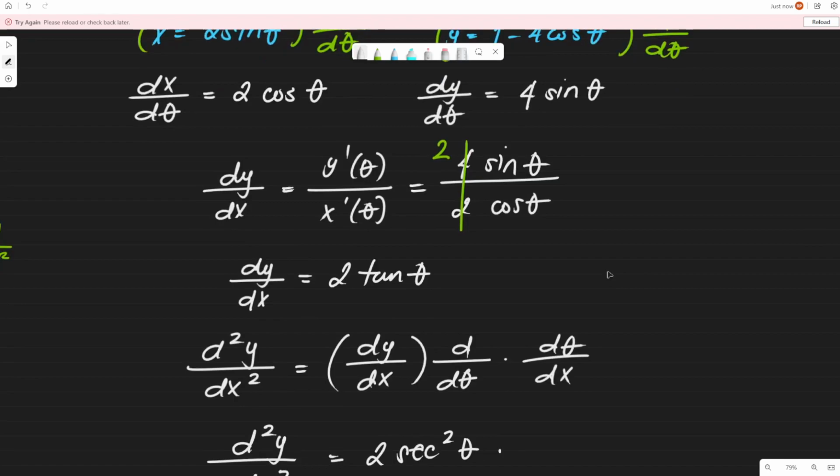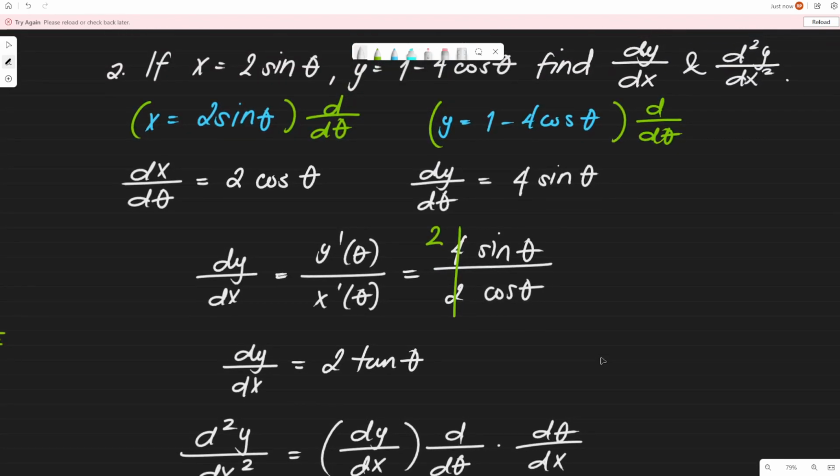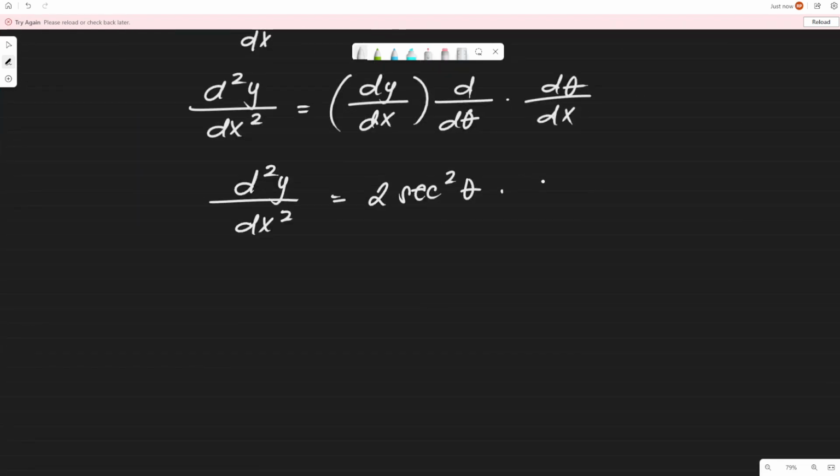Ano yung d theta over dx? Inverse ito ng dx over d theta. So, kapag kinuha natin, d theta over dx, that is 1 over 2 cosine theta. So, simply that is 1 over 2 secant theta. No? So, multiply lang natin to. So, 1/2 secant theta. So, magka-cancel. Diba?